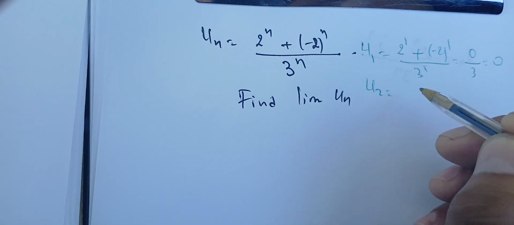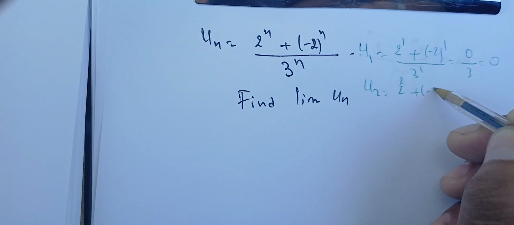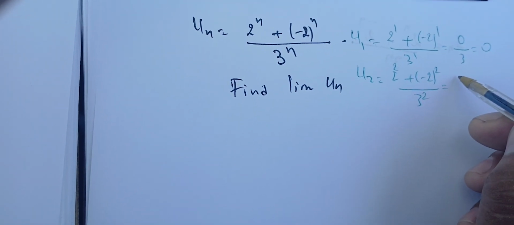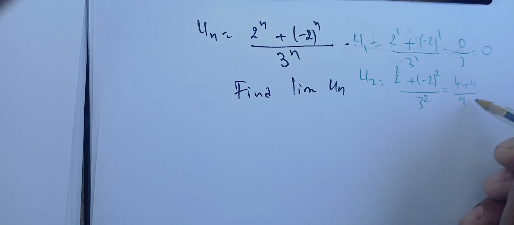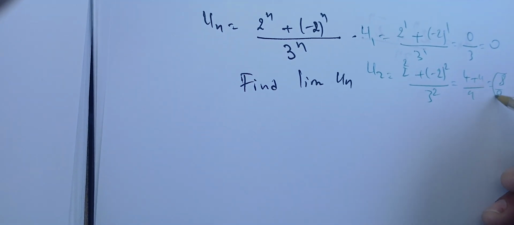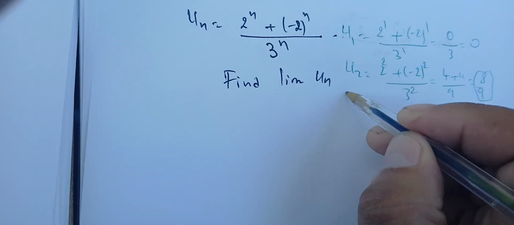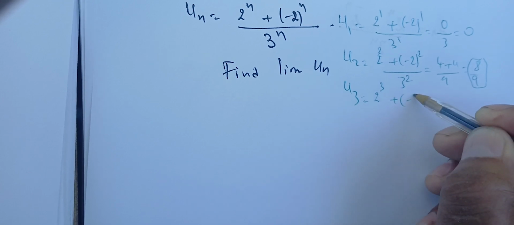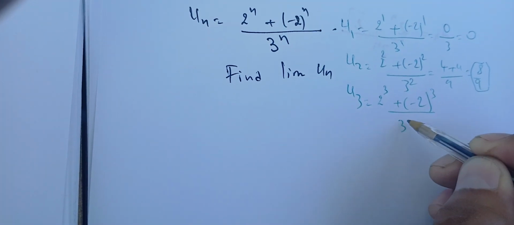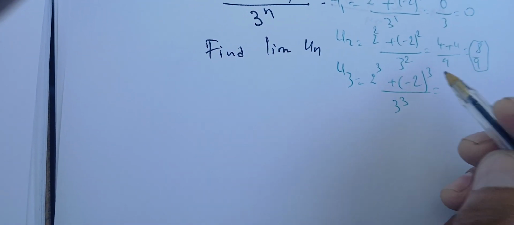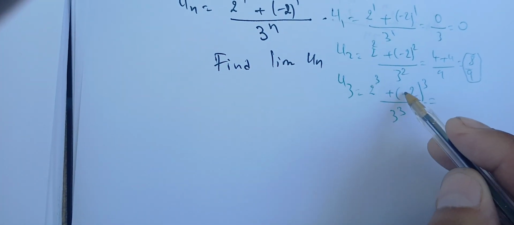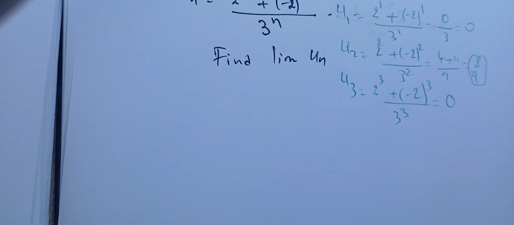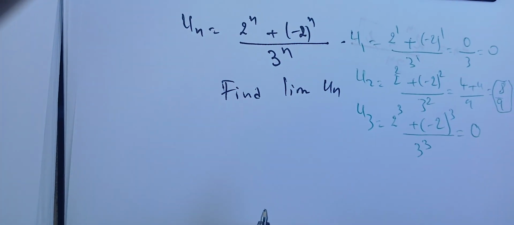Okay, u2 is going to be (2^2 + (-2)^2) / 3^2. So it's going to be (4 + 4) / 9, which is 8/9. If we do u3, we're going to have (2^3 + (-2)^3) / 3^3. Here we see that 2^3 plus (-2)^3, which is minus 8, is going to give us 0.